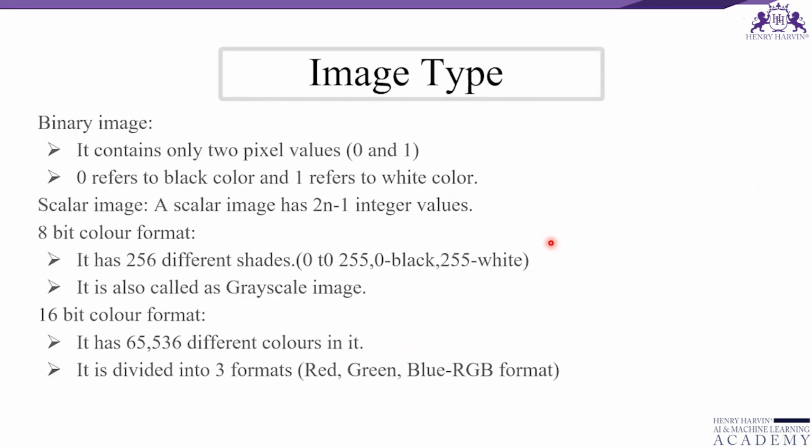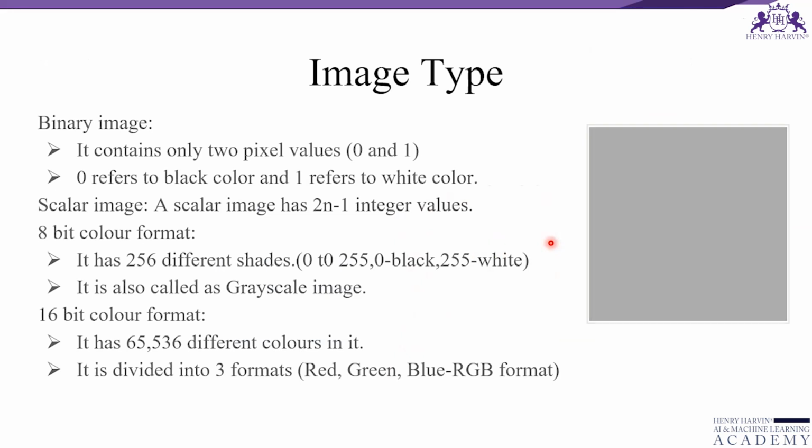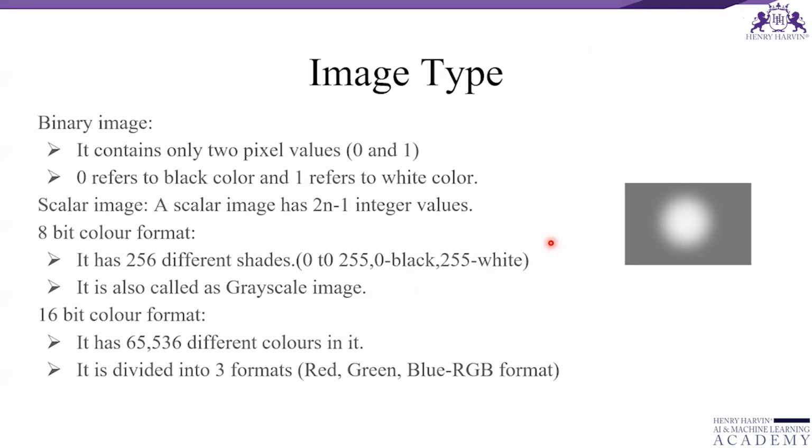Now, when we talk about image types, a binary image contains only two pixel values, say 0 and 1, where 0 refers to black and 1 refers to white. What is a scalar image? A scalar image has 2 power n minus 1 integer values. So let us try to understand this.